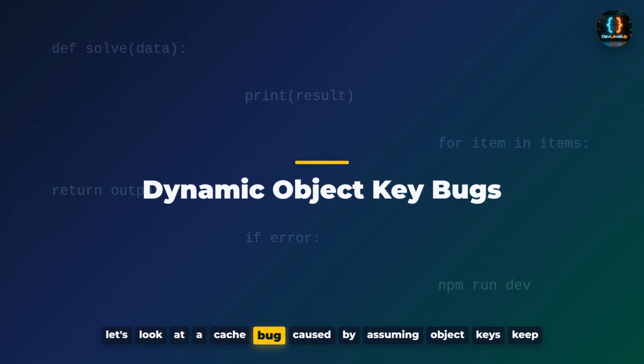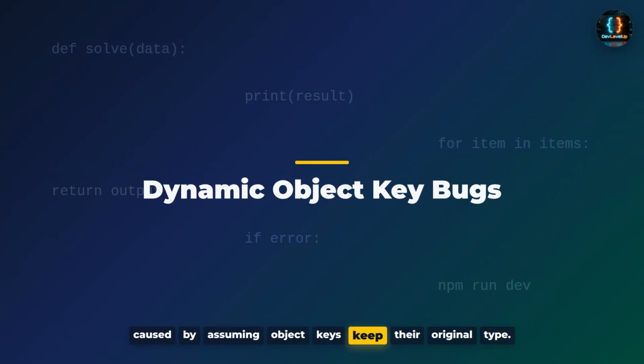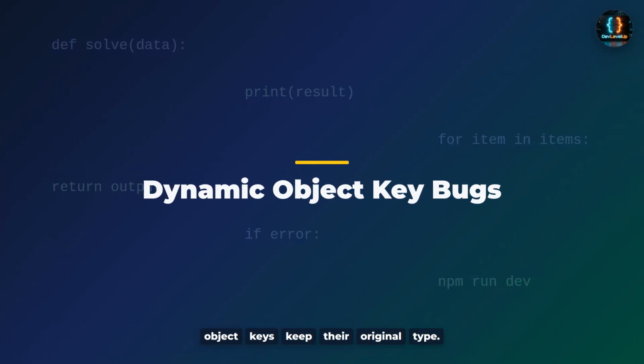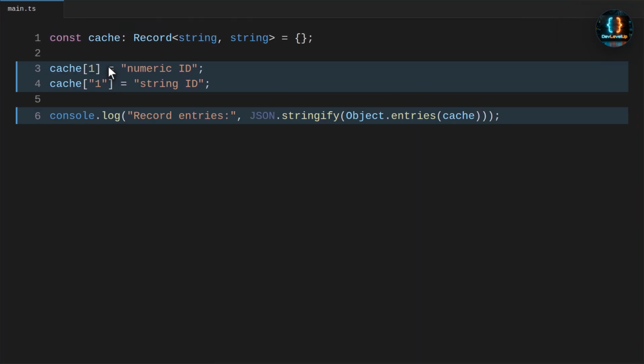Now let's look at a cache bug caused by assuming object keys keep their original type. A record cache can look perfect until IDs arrive in different formats. We save one value under numeric 1 and another under string "1", then run the script. The output shows that only one entry survived.